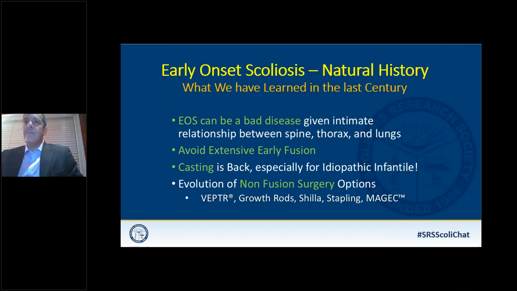We've learned a fair amount over the last century about the natural history of scoliosis. We understand very well that given the intimate relationship between the spine, thorax, and lungs, early onset scoliosis can be a bad disease. For the young kid presenting to my practice with a large curve, I think we need to look at this much like a diagnosis of a cancer or significant heart disease. The mistakes of the past have allowed us to understand that we have to avoid early fusion, and I'll explain that a bit in a minute.